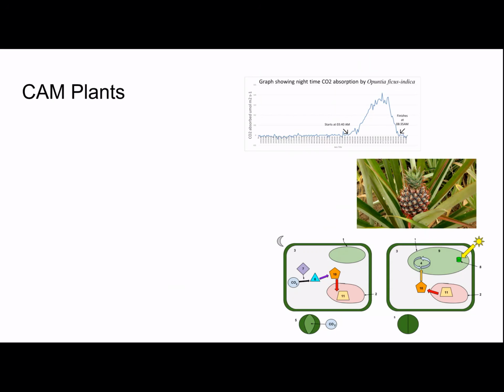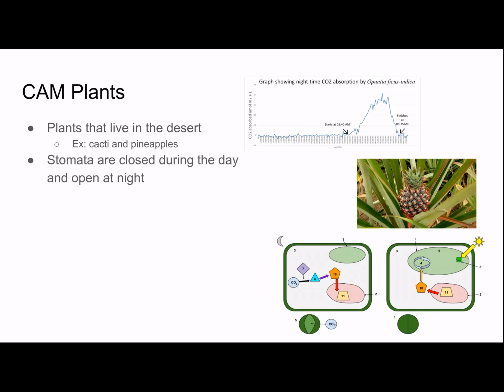CAM plants are another type of plant that have basically adapted to their environment. These are plants that live in the desert, for example, cacti and pineapples. Their stomata are closed during the day and open at night. That's why I have that graph there at the top.